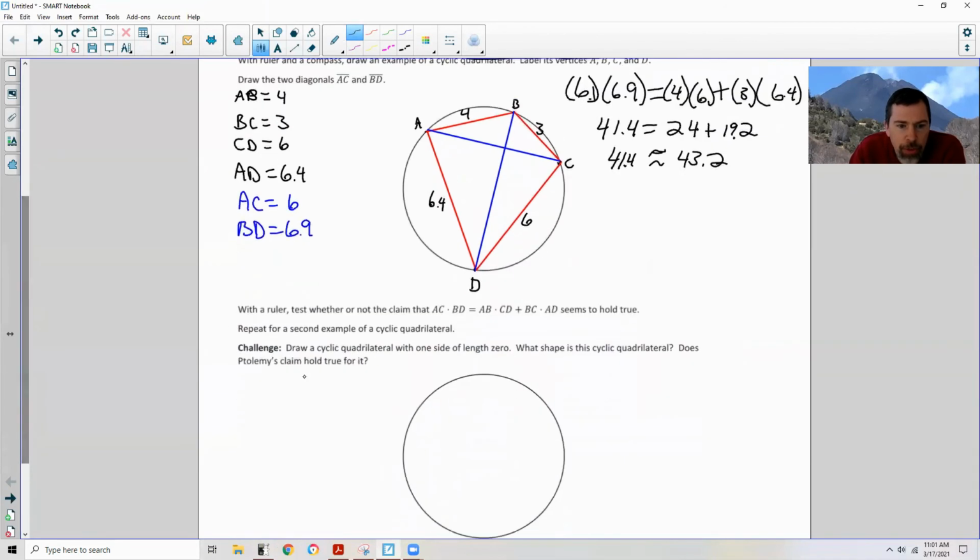Okay. So it says with a ruler, test whether or not that claim seems to hold true. And it does seem to hold true. It's really close. And again, I'm off just by decimal approximations.